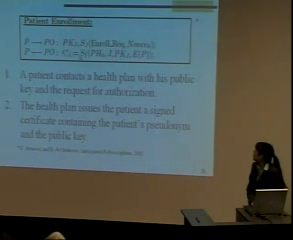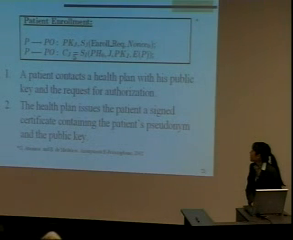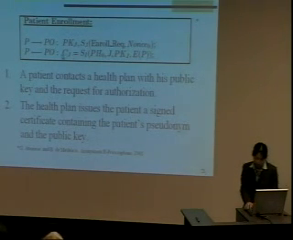Then after that, the health plan creates a pseudonym J for the patient, and it also attaches the public key of the patient and signs it using the health plan's private key and calls it CJ as a certificate. So it is a certificate of the patient's enrollment under the health plan. The health plan sends the certificate back to the patient.